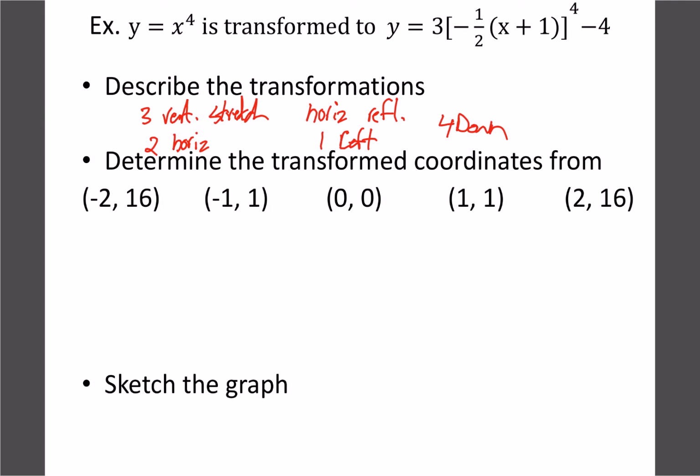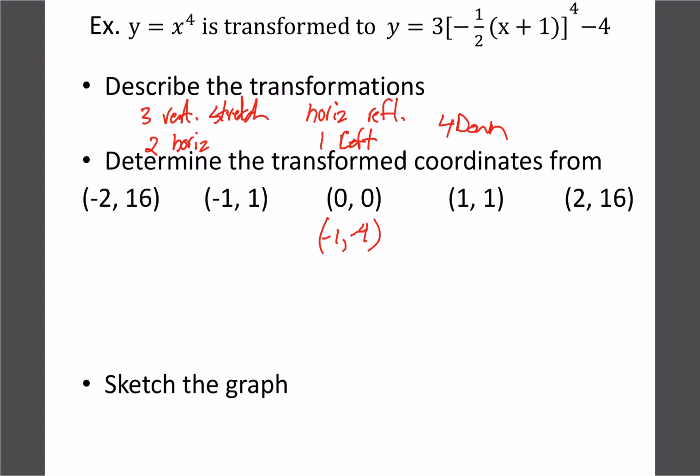So if we take a coordinate, let's do these. If we do a 3 times vertical stretch, let's start with the 0, 0 one in the middle. So 3 times 0 would still be 0. 2 times horizontal would still be 0. Reflection is still 0, 0, so we're going to go 1 left, so that'd make it negative 1. And 4 down would be negative 4.